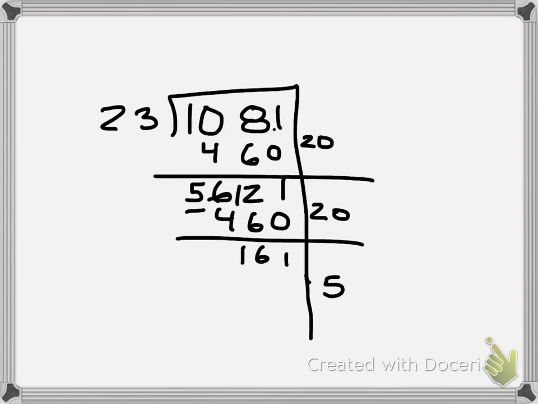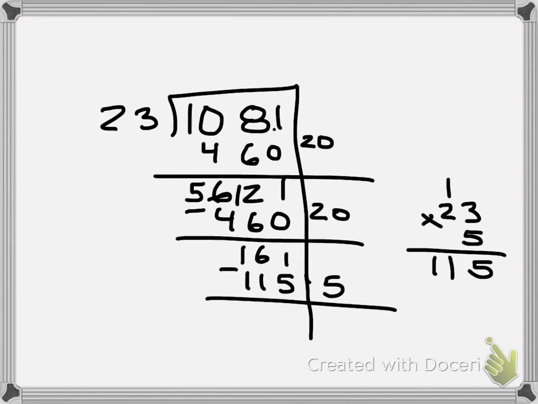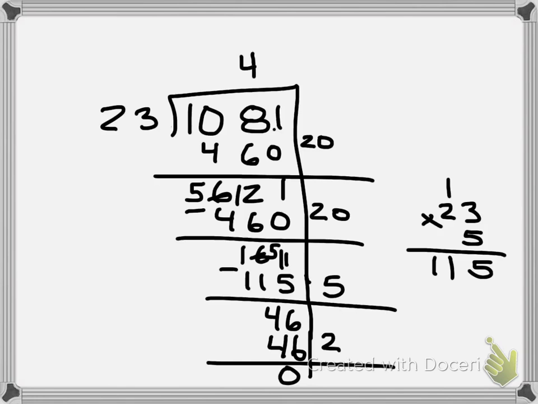This time I can't guess 10, so I'll go 5. I better do some side work for 5 times 23. That's 15. That's 11. 115. Getting closer. Now we have a difference of 46. I'm going to go ahead and guess 2, which isn't really a guess. I know that's 46 with no remainder. We add up all of our partial quotients, and that gets us an answer of 47.